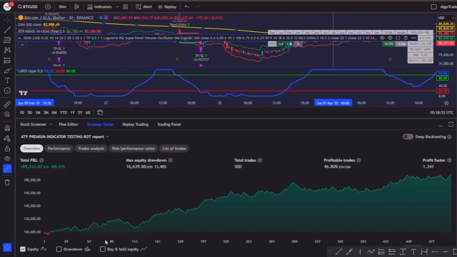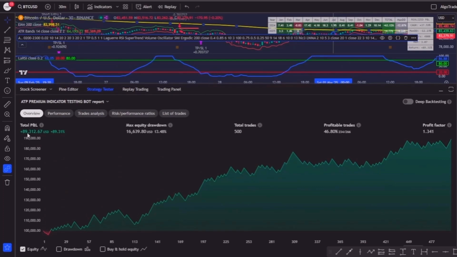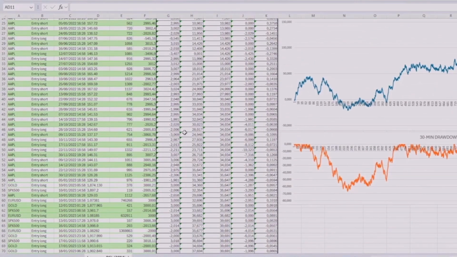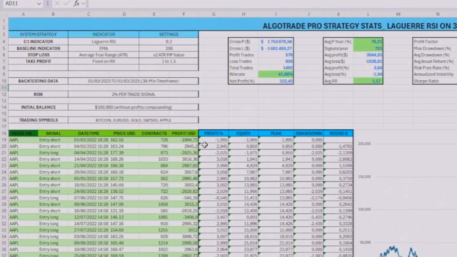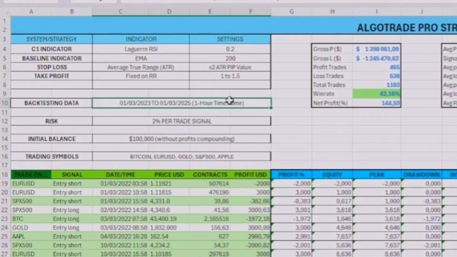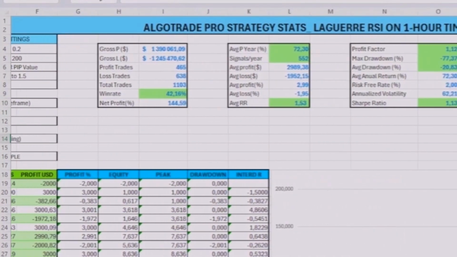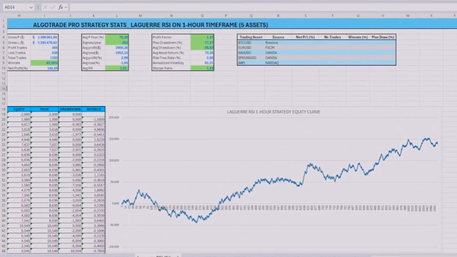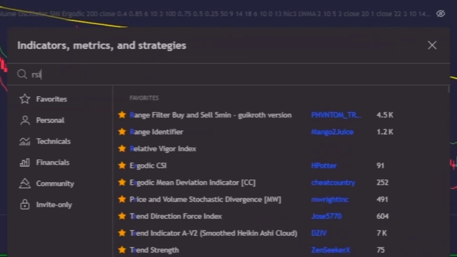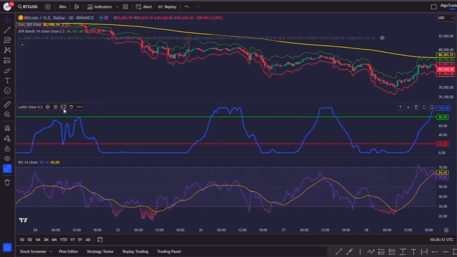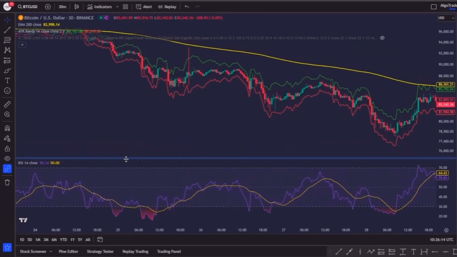Now let me run the backtest for the Laguerre RSI and I will be back with the results. After testing about 4,000 trades, here we have the results of the Laguerre RSI, where the best time frame was the 1 hour one with a profit over 140%. But before diving into its results, let's do the same backtest, but this time with the standard RSI, to see how it performs under identical conditions.